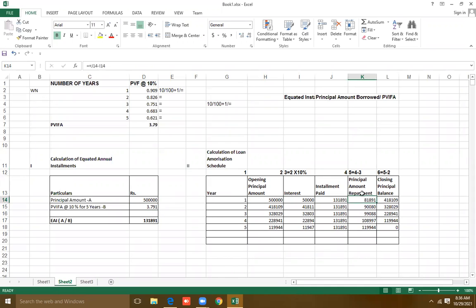So column number 5, that is principal amount repayment, how can you calculate? Column number 4 minus column number 3, installment paid minus interest. Understood? And closing balance will be column number 5 minus column number 2. Now I think it should be clear. Yes or no?